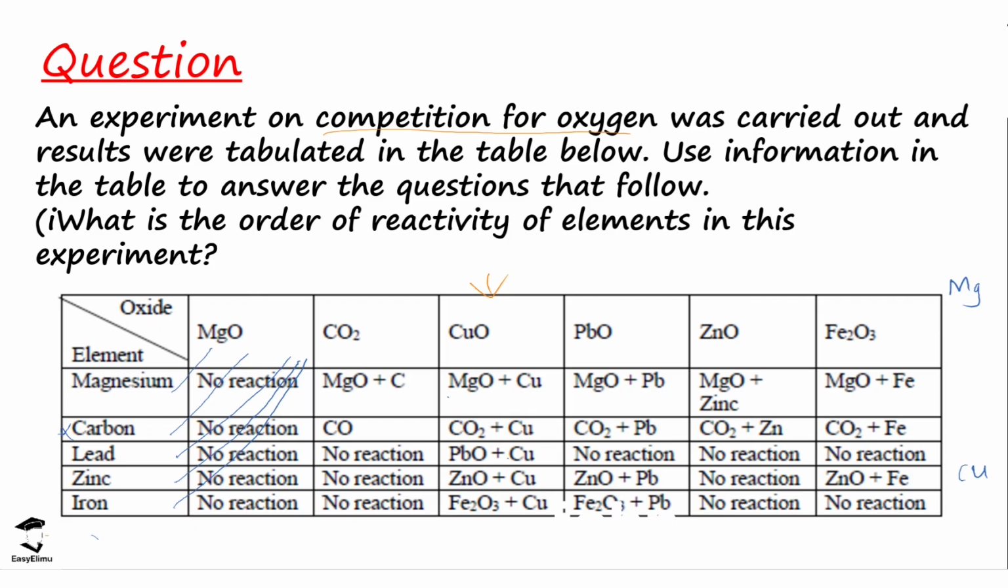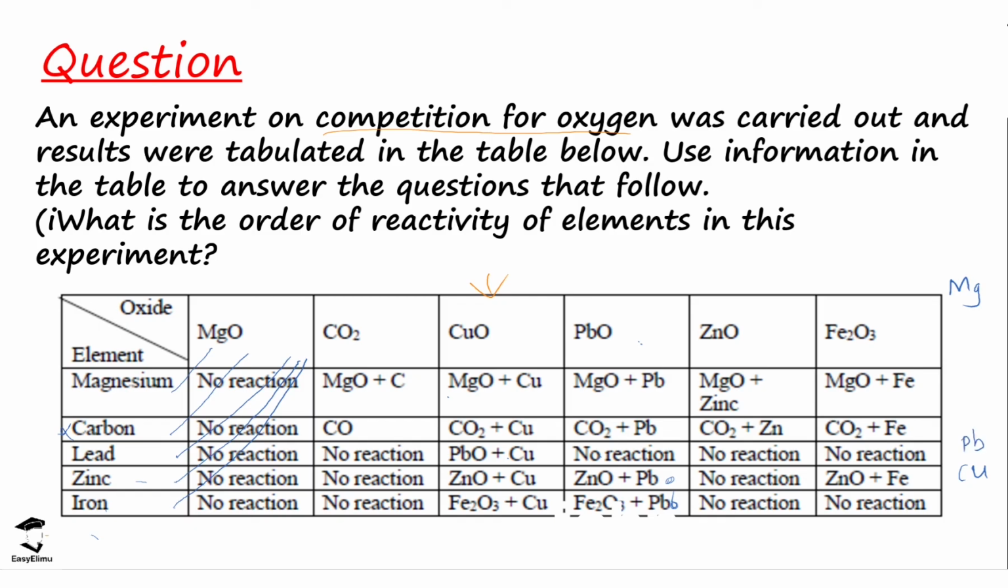Then lead has no reaction with itself, and zinc has a reaction with lead oxide, and iron also has a reaction with lead oxide. This tells you that both zinc and iron can react with lead oxide. It means zinc and iron are above lead in the reactivity series. But remember, lead is more reactive than copper. So let's put that in our answers.